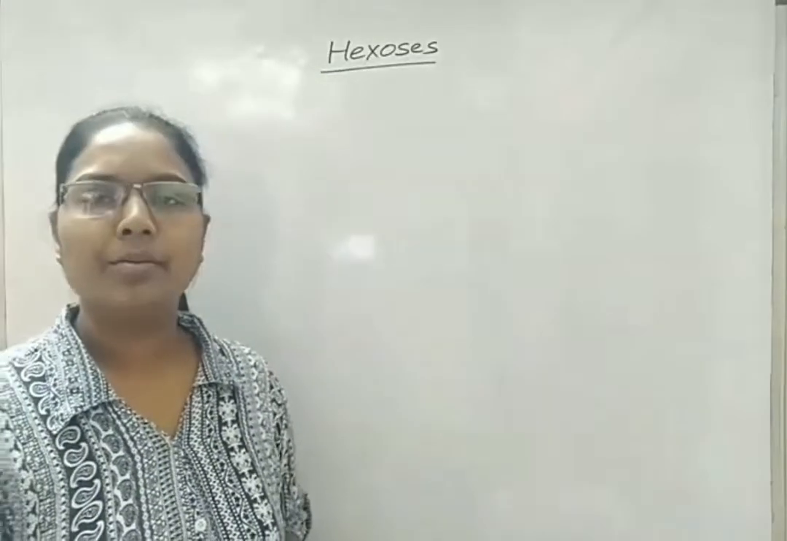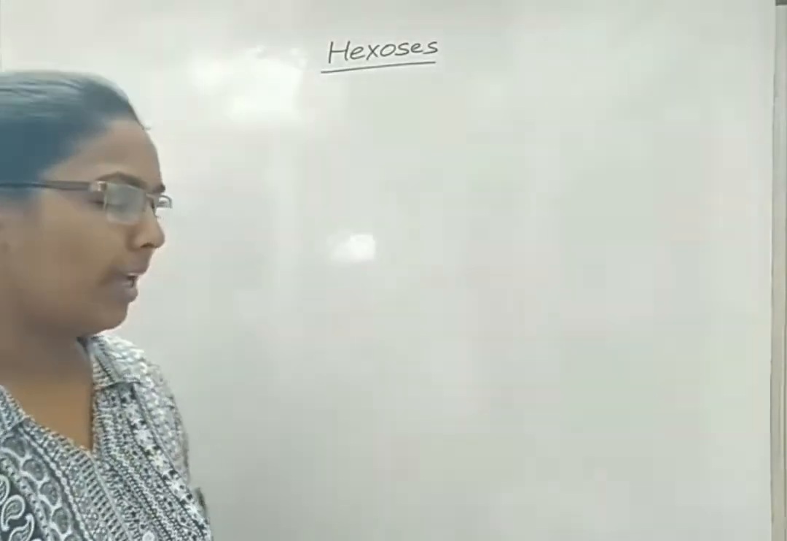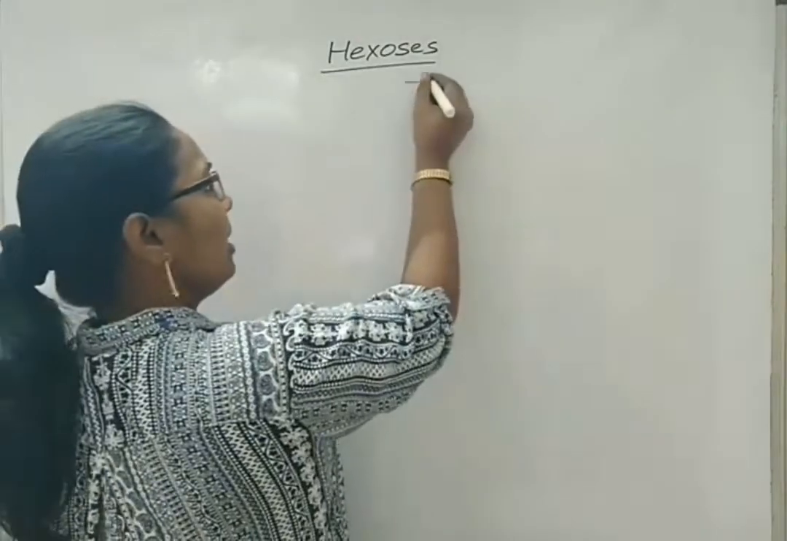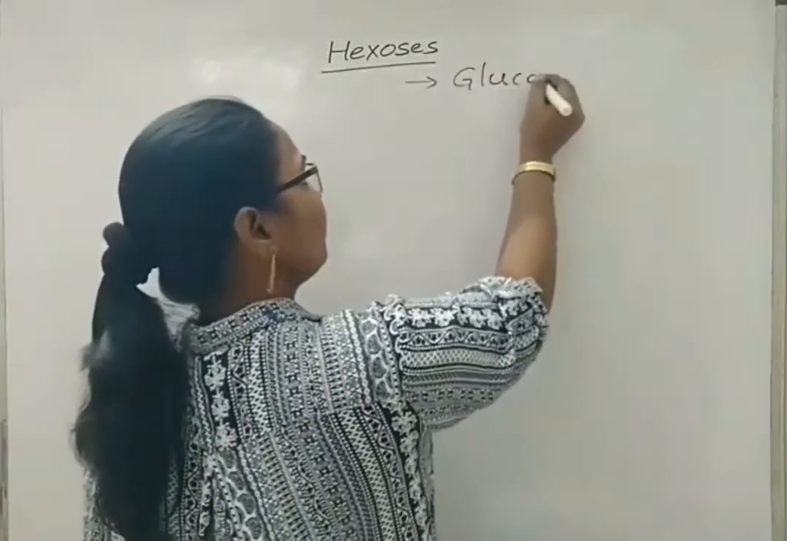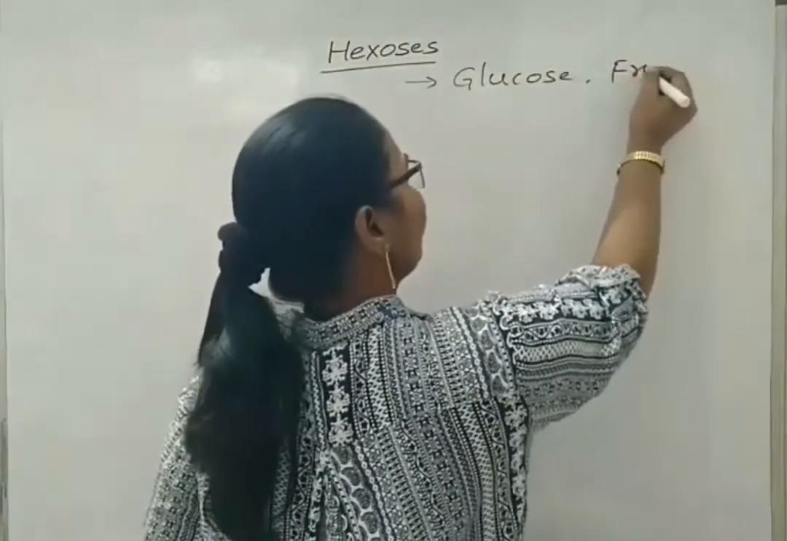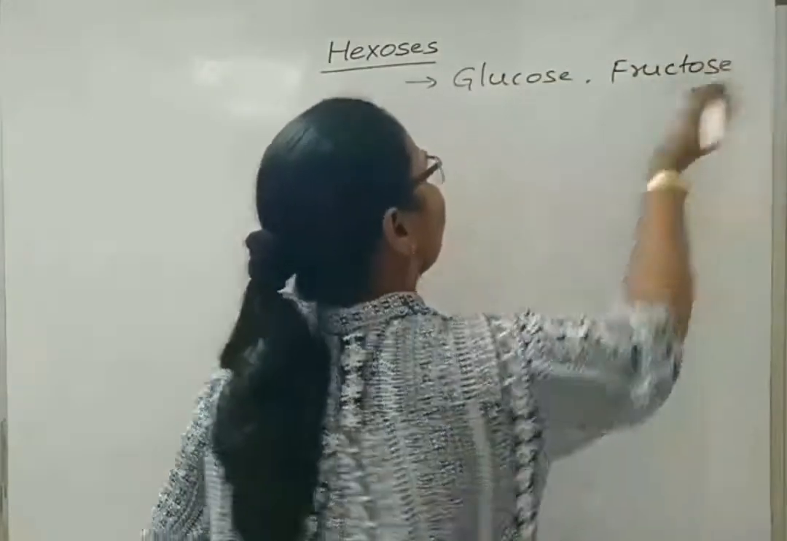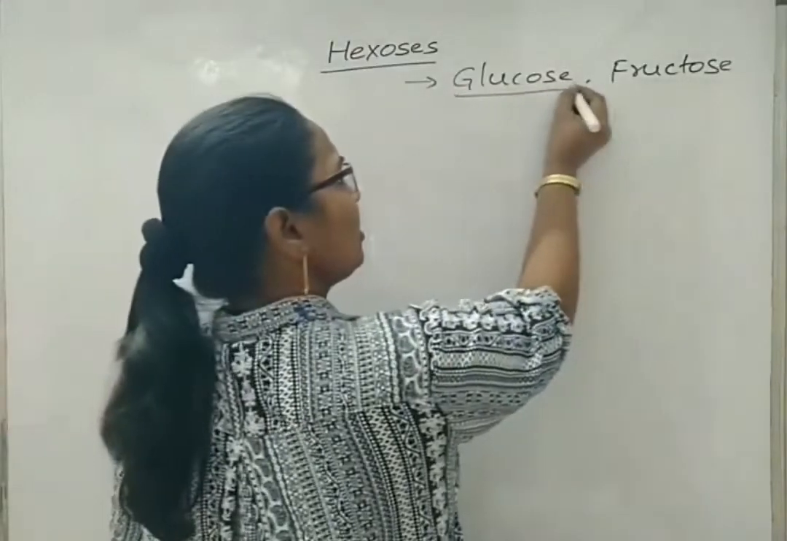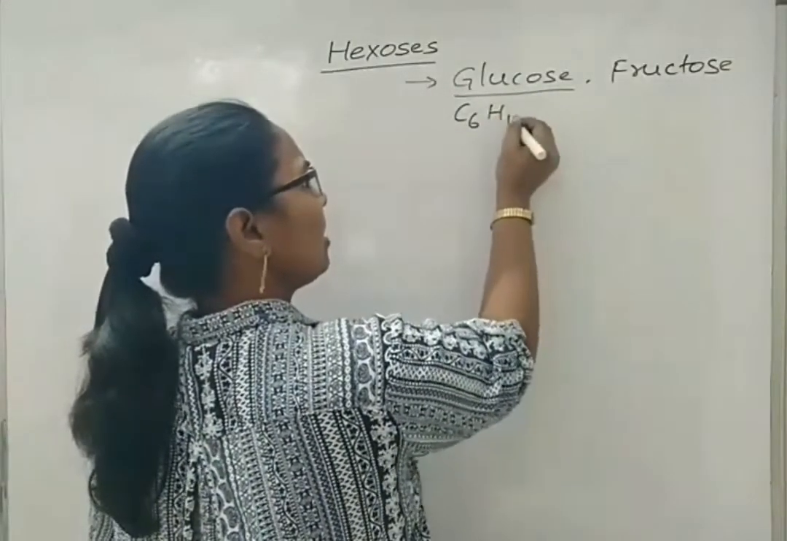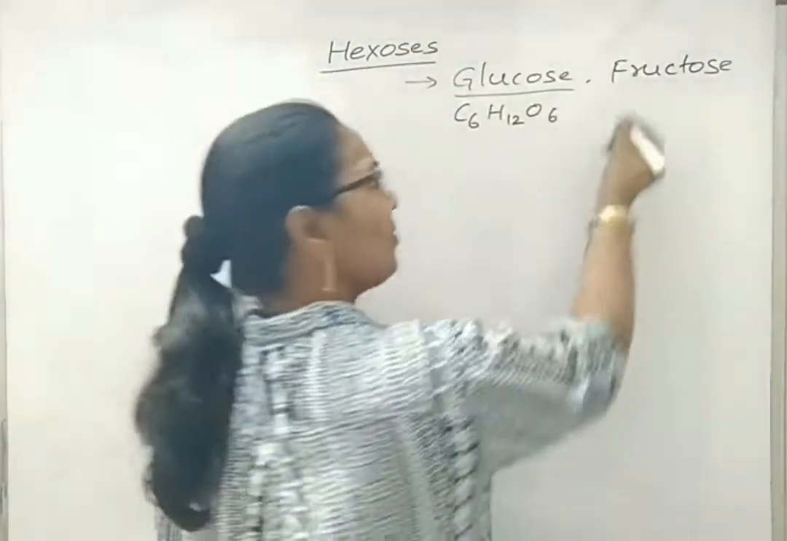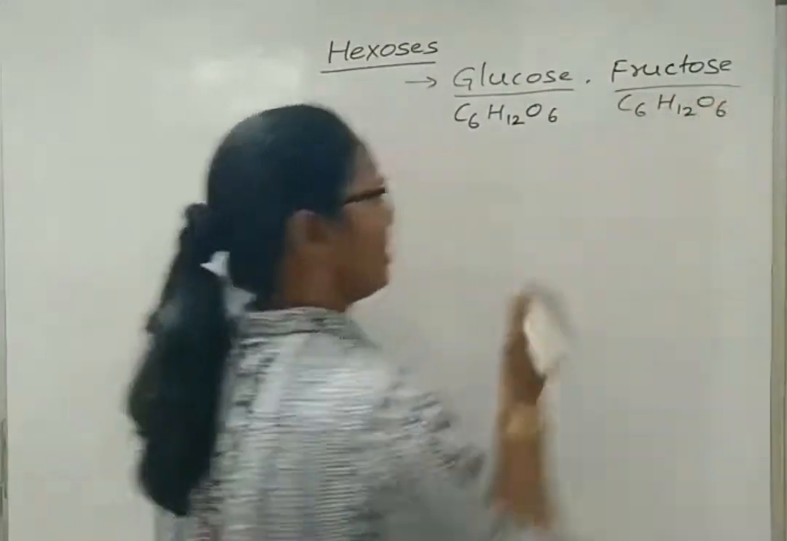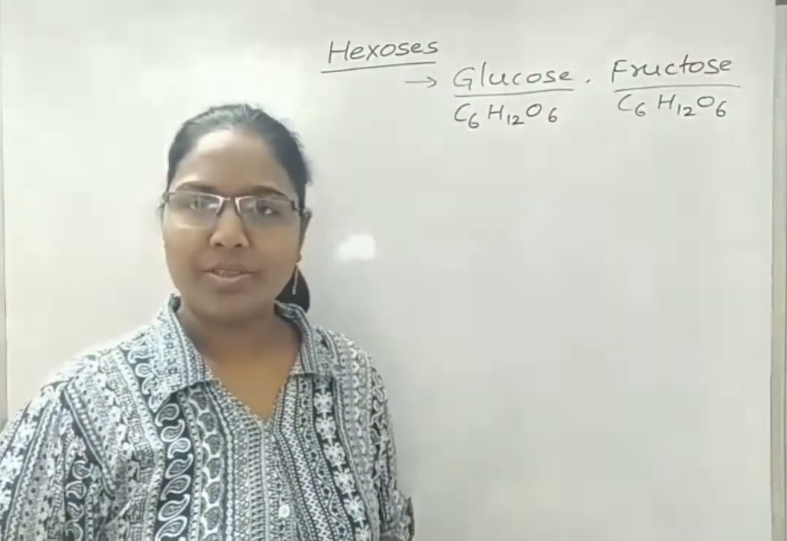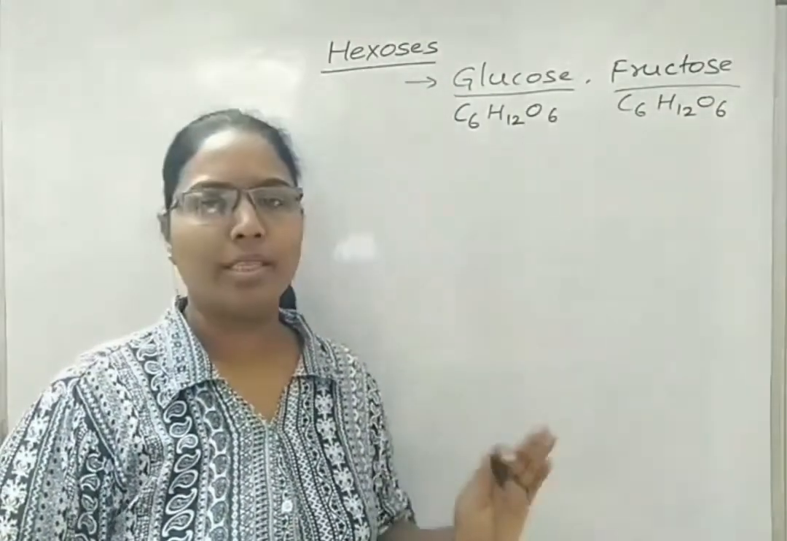Hello students, now we will start with a new topic, that is about hexoses. In our syllabus we have two examples: one is glucose and another is fructose. Glucose formula is C6H12O6 and fructose formula is also the same, that is C6H12O6. But there are some structural differences between these two compounds.